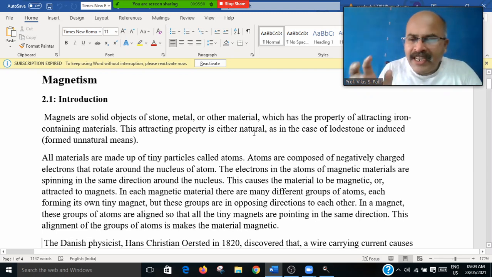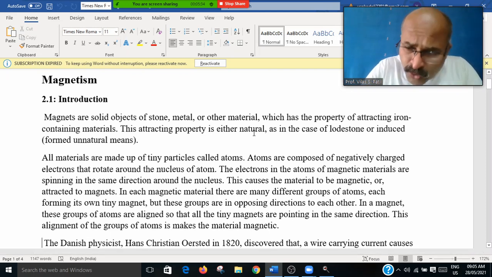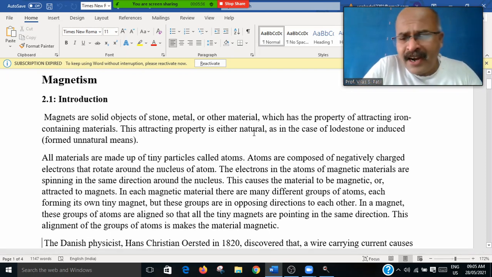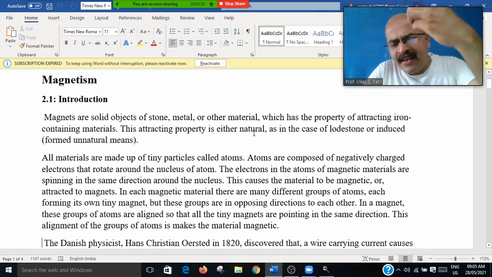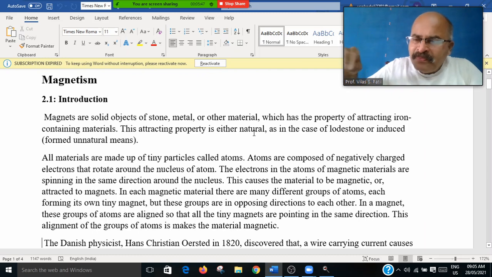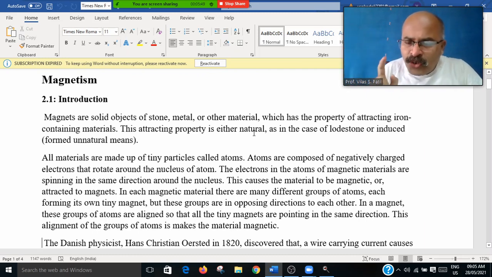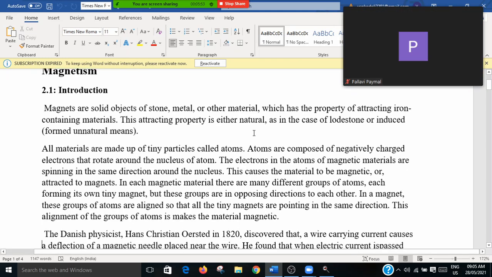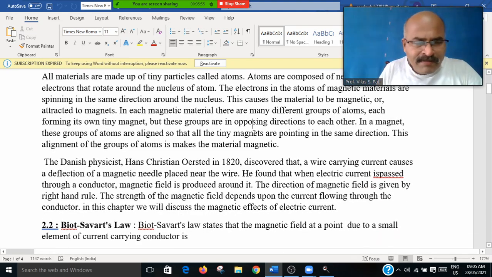This attracting property may be natural or artificial. Most natural magnets can attract iron-containing materials. It may also be an artificial property, that is, by electromagnetic current. When electric current is passed through it, for that time it acts like a magnet.